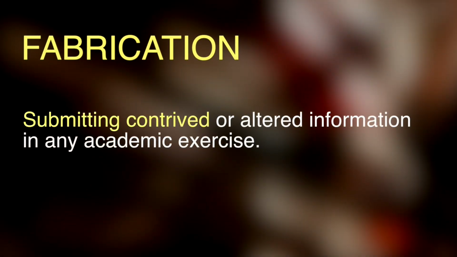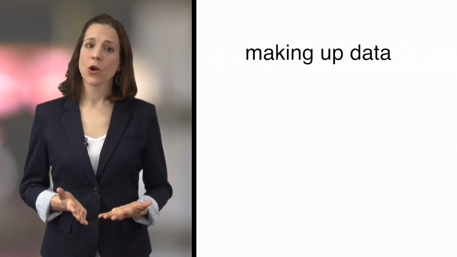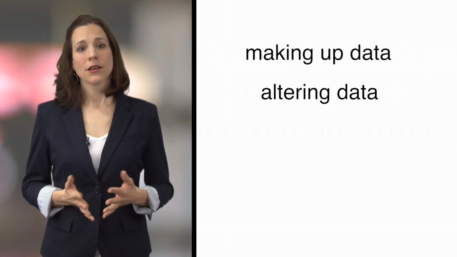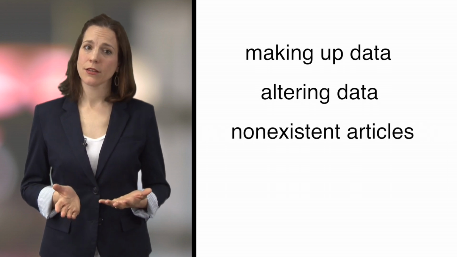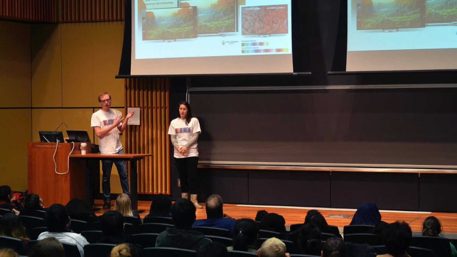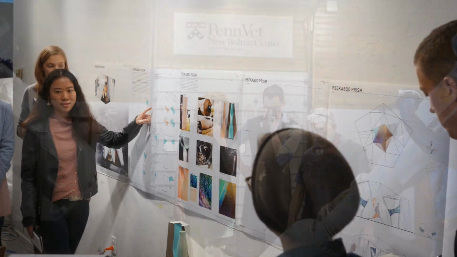Fabrication consists of submitting contrived or altered information in any academic exercise. Examples of fabrication include making up data for an experiment or altering data to meet your needs, citing non-existent articles or data, or contriving sources. Even if you don't get the results you want from an experiment, or if you can't find the exact right quote in a journal article, you cannot make up information and use it. Penn is a world-renowned research institution. Our research saves lives, advances industry knowledge, and influences products and practices alike. Falsified outcomes jeopardize the Penn name as well as the community at large.